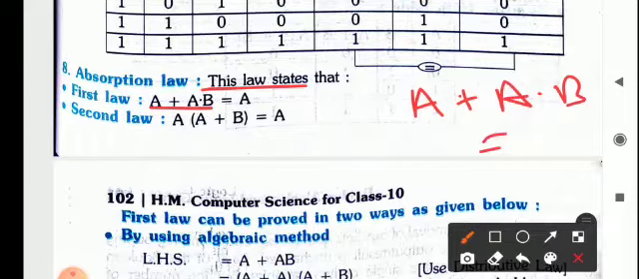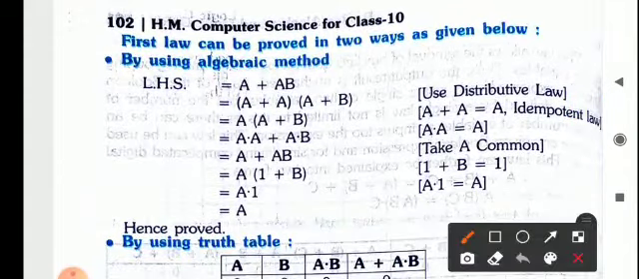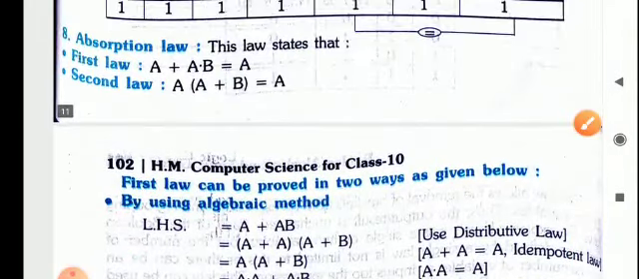Then we have the absorption law. Now what does this law say? The first law is that A plus A dot B is equivalent to A. So wherever you see A plus A dot B, it will be equivalent to A only. Okay. Similarly, A when multiplied with (A plus B) as a whole, then again it will be equivalent to A. So these laws you have to carefully learn, and the proof of this is there. You can see here how it is done.